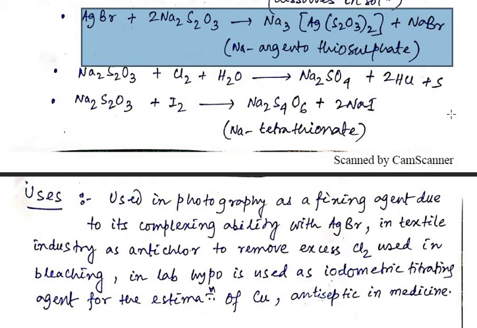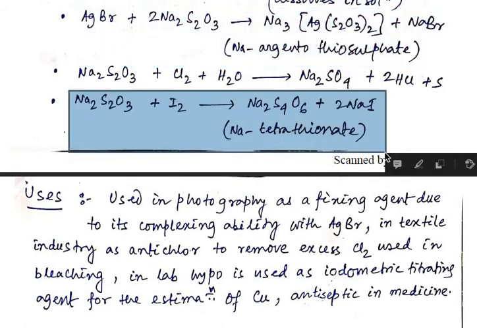So this reaction actually tells about the uses of Na2S2O3 in the photography industry. Next, this reaction, that is Na2S2O3 plus I2, will actually form the sodium tetrathionate. So this reaction actually tells that hypo is used as the iodometric titrating agent in the laboratory, okay, for the estimation of copper. Next, the other uses are also there, that is it is used as an antiseptic in medicine, and in the textile industry as an anti-chlor agent.